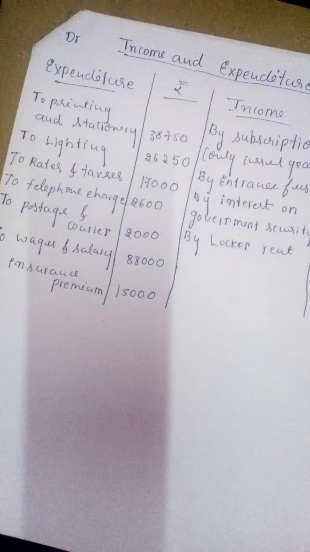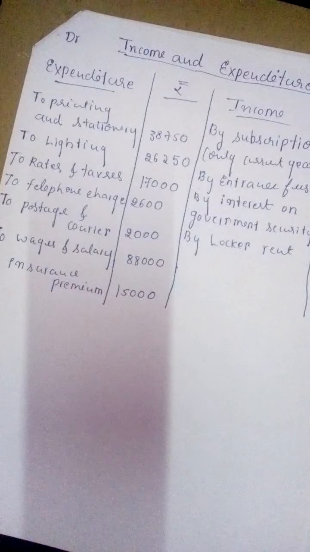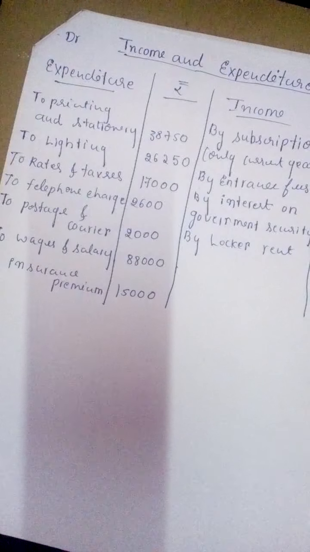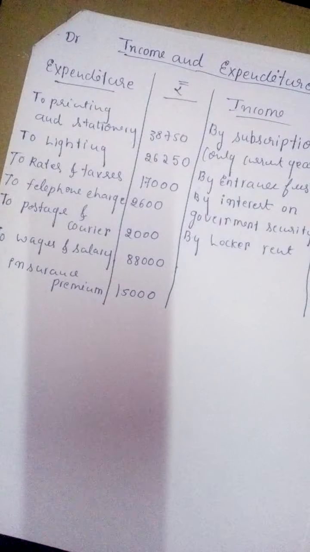26,250. Then 17,000, 2,600. Do calculate. Okay, 38,750, 26,250, then 17,000, then 2,600, then 2,000, then 88,000, then 15,000, amounting to rupees 1,89,600.